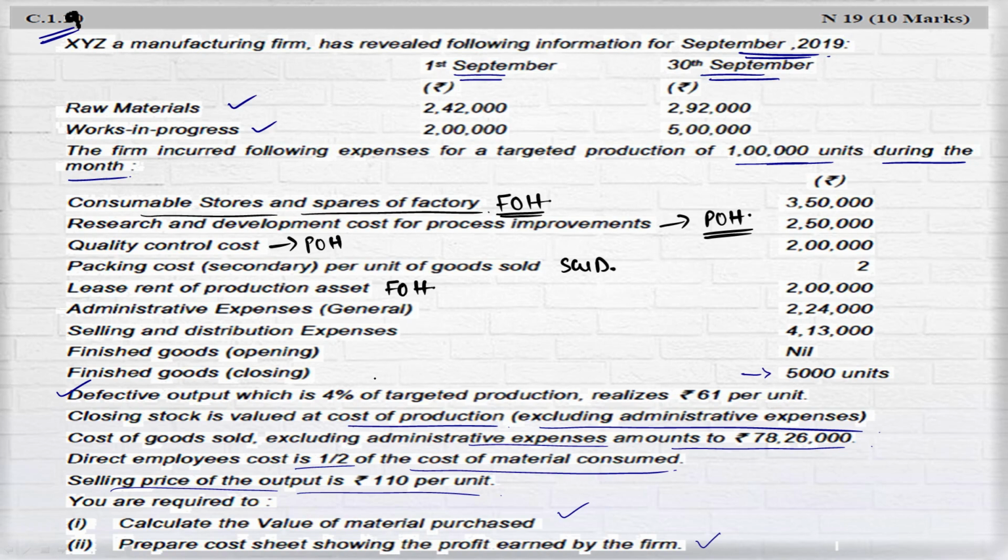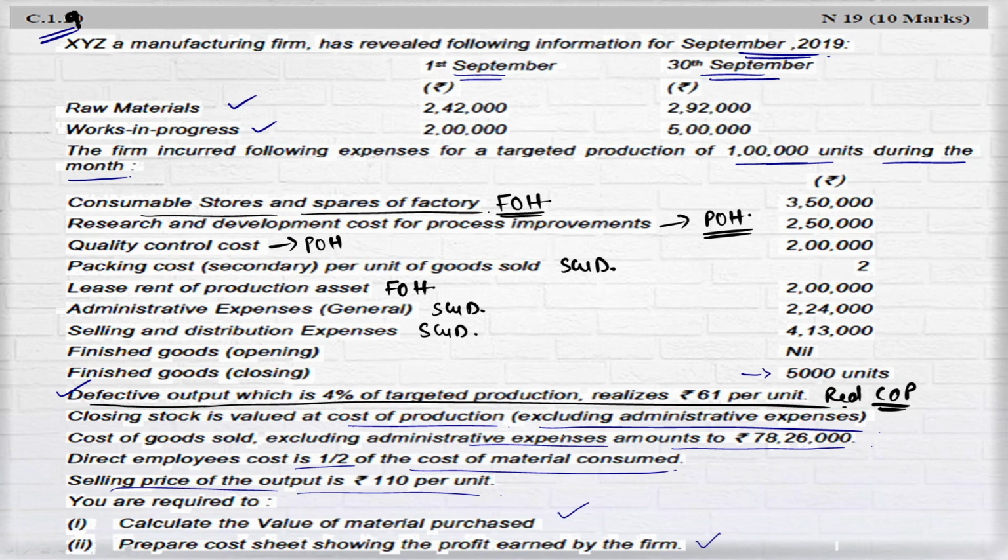Can be treated as forming part of prime. Are you getting it? What is included in prime cost? Any expenditure which is directly related only to that product will be always part of a prime cost. Administrative expenses general, I will be taking this in selling and distribution. Selling and distribution should be taken as selling and distribution. Finished goods opening and closing is all right. And this will be reduction from cost of production. I'll tell you why it will be there.